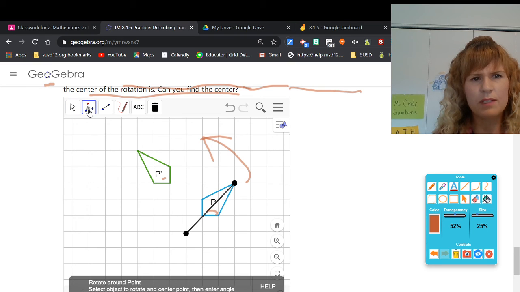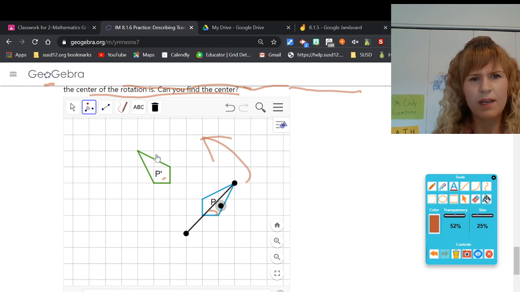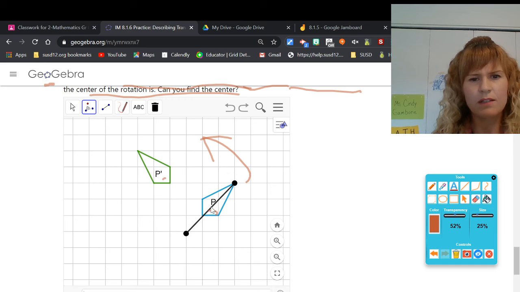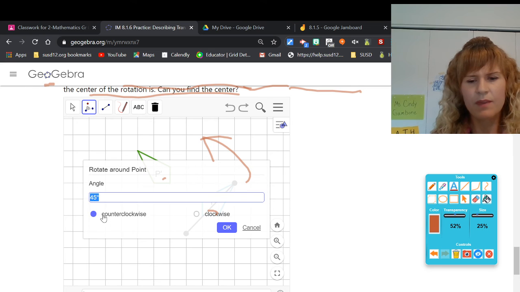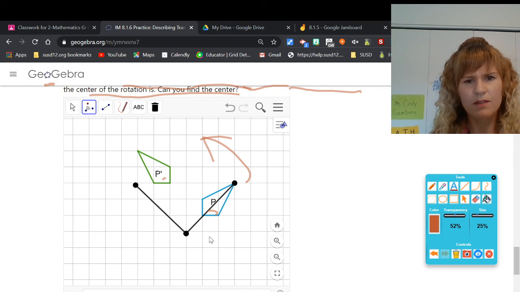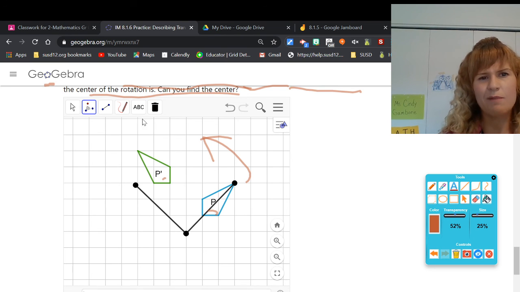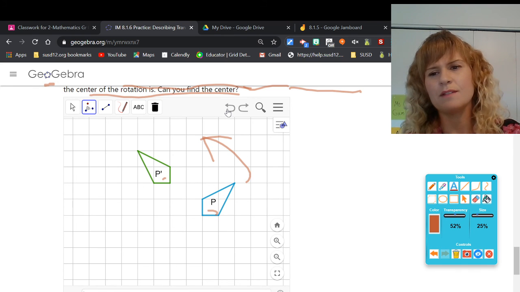Rotate around point. I'm going to click the figure. Nope, I can't click the figure. Okay, click the line. Click the point. 90 degrees. It's getting close, but not quite. Okay, I'm not sure if that tool is helping me. I'm just trying to guess and play around. Okay, I need to use my pencil.